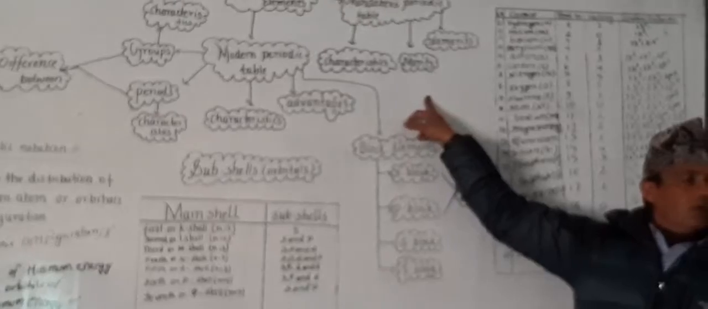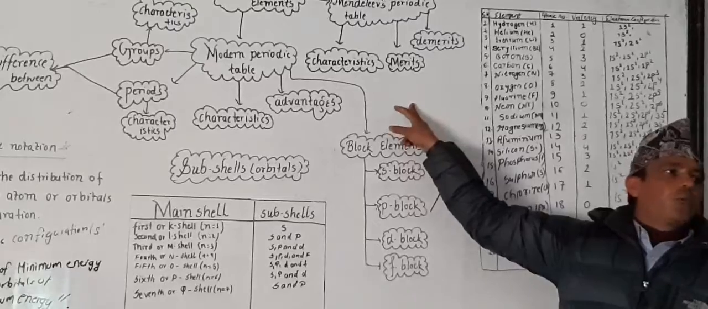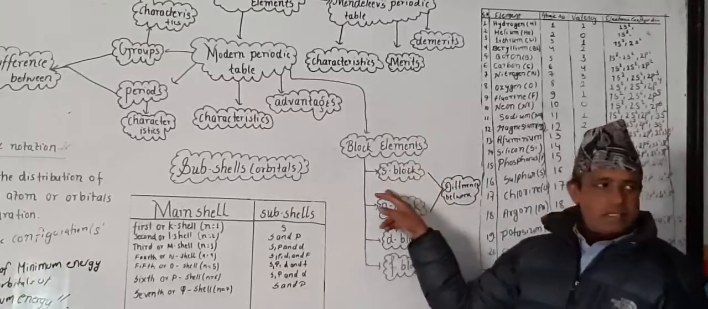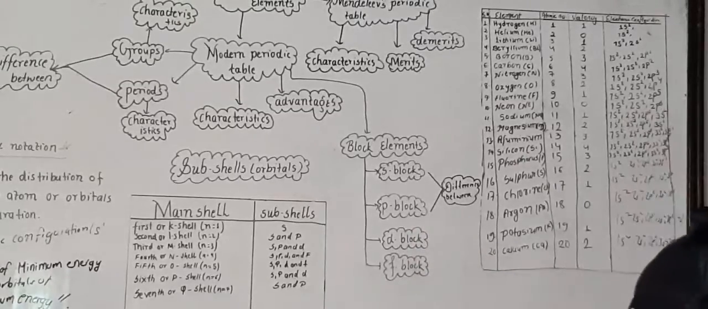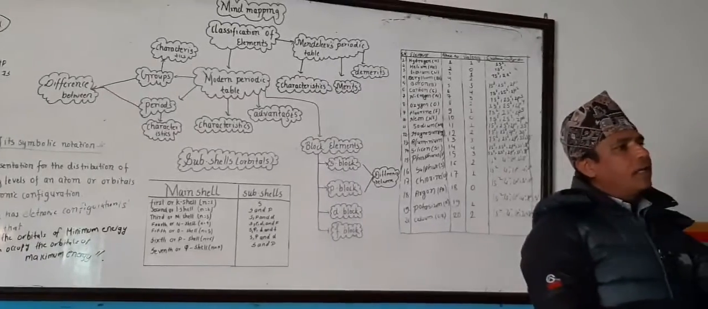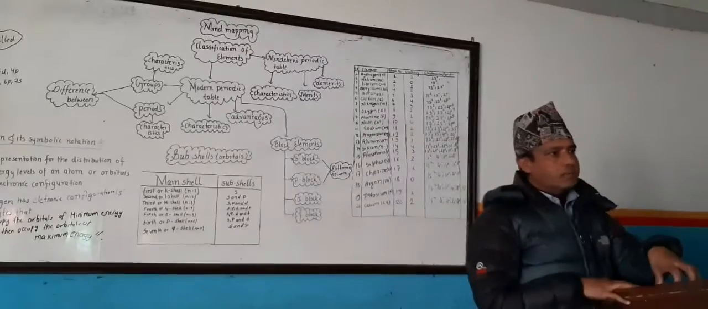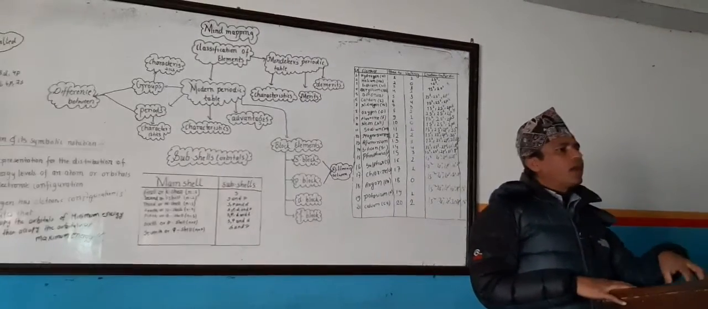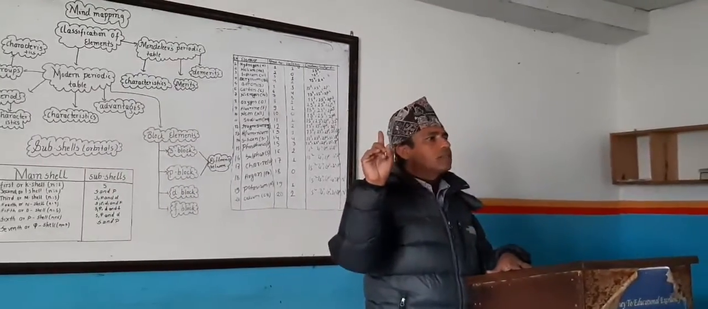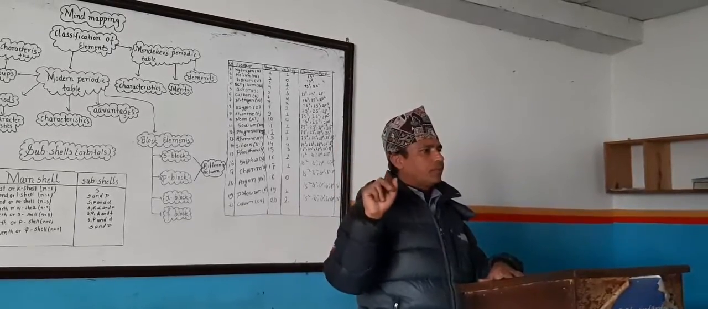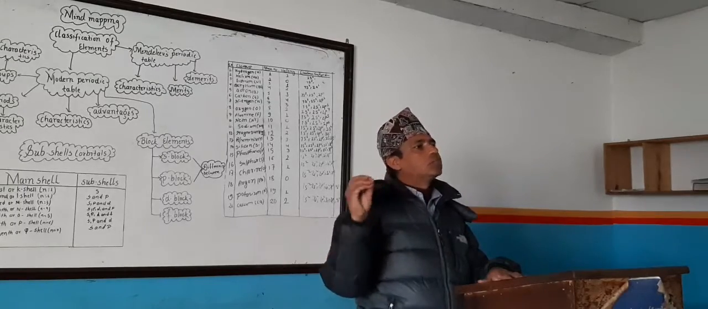119 elements or 118? How many are there? 118. These 118 elements are divided into 4 blocks. What are those 4 blocks? S block, P block, D block, F block. How to know which block it is? Very simple. Groups 1A and 2A belong to the S block. 3A, 4A, 5A, 6A, 7A, 0 are the P block. Can you see the S block? 1A and 2A. P block? 3A, 4A, 5A, 6A, 7A, 0.